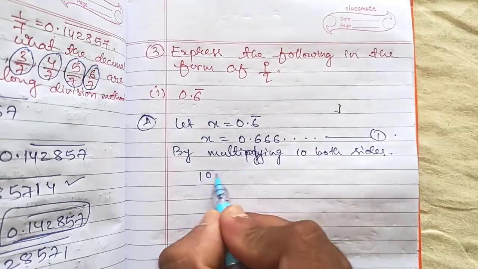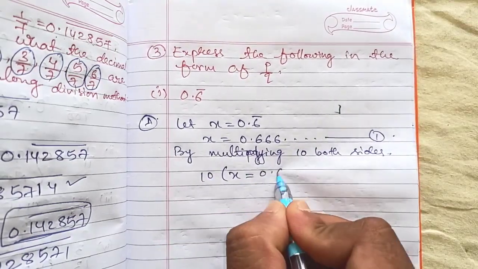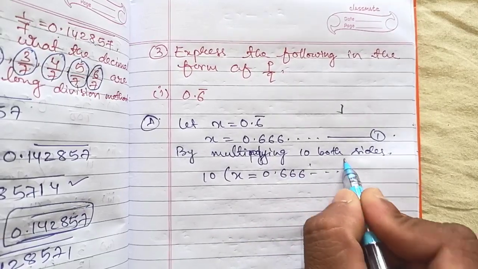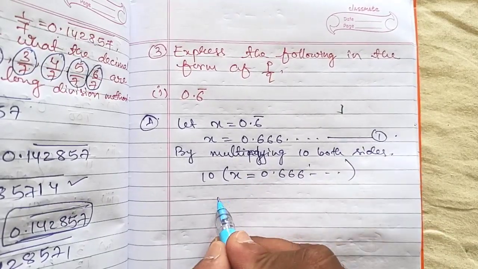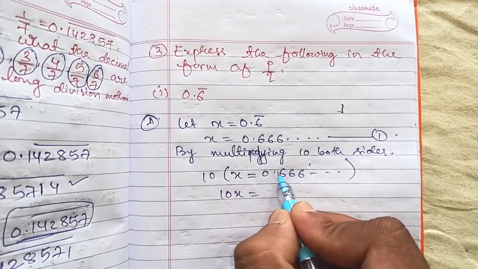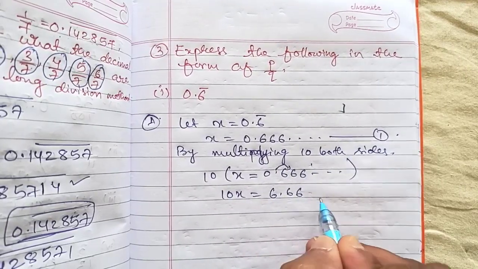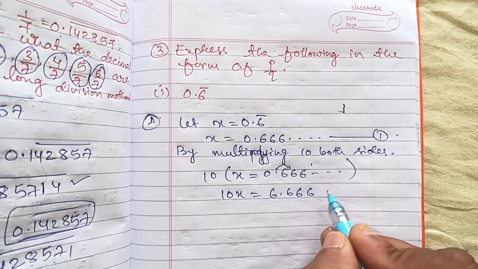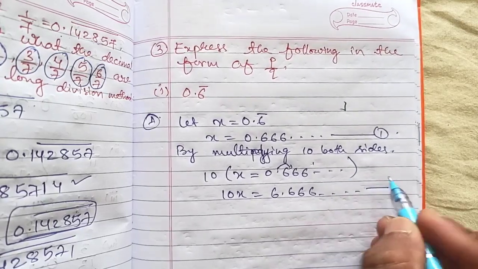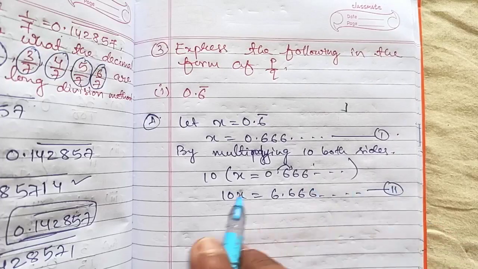We have 10 into x equals 0.666 dotted. 10 into x is 10x, equals 10 into this. When we multiply here, the decimal will go one step back, so we will get 6.66. One more 6 I will write because there are infinite number of 6s in the dotted numbers.